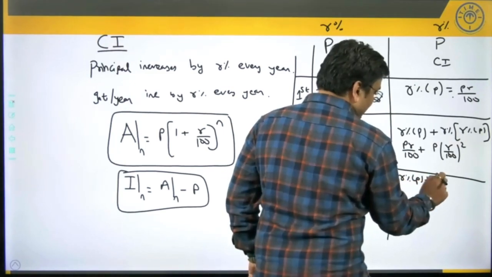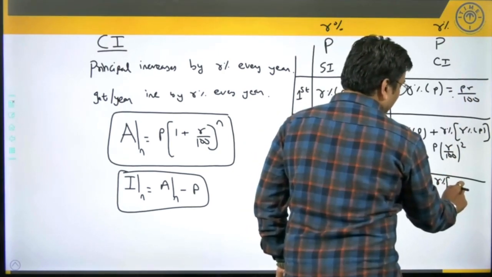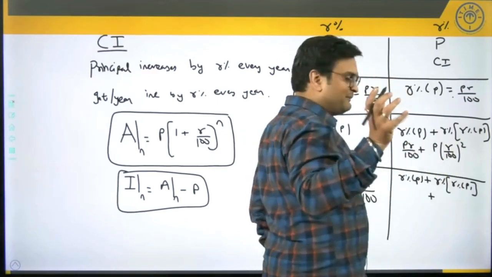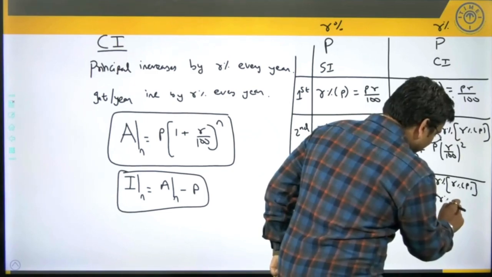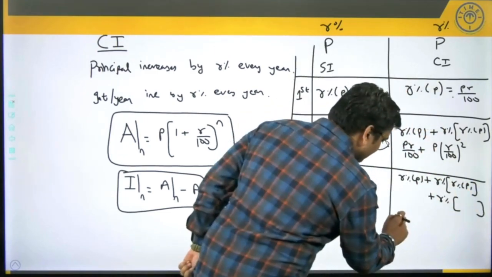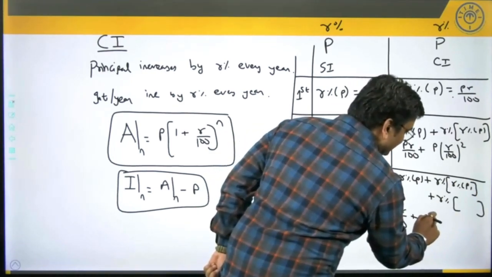Now besides this, you will get interest from the first year interest. So R% of P, plus you will get some interest from this component also. So you will get R% of this entire thing. When you simplify, this will become PR by 100, plus this is P into R by 100 whole square.